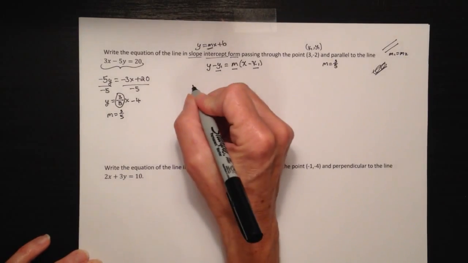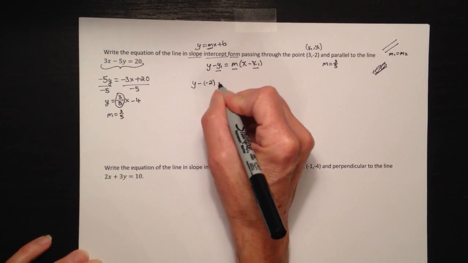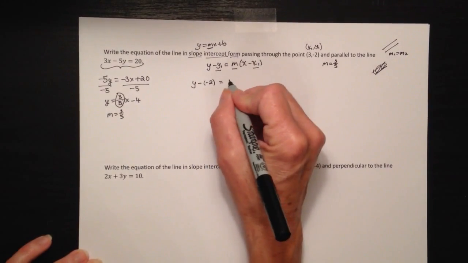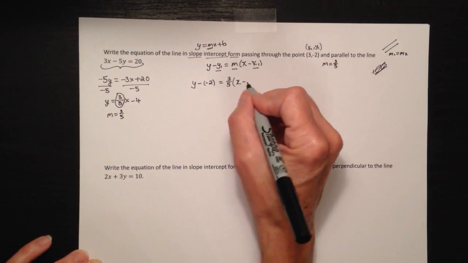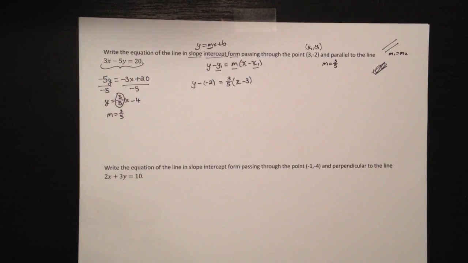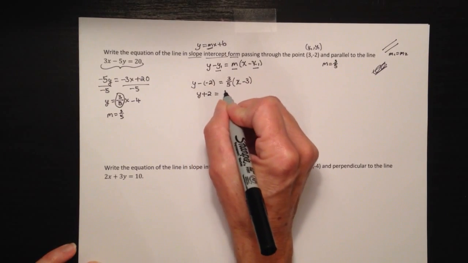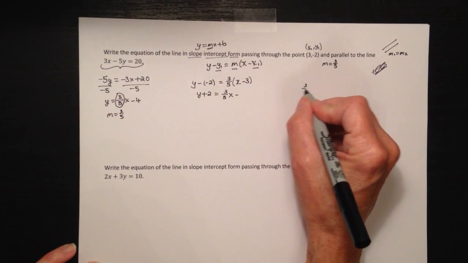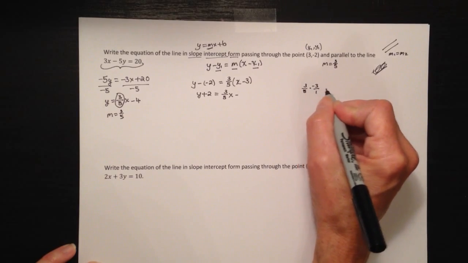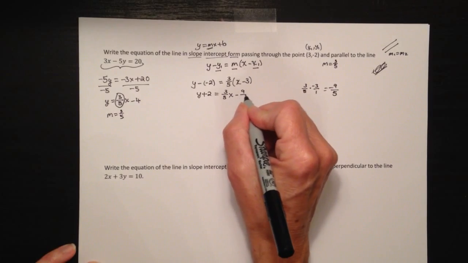I'm going to say y minus, and then y1 is equal to negative 2. This equals m. My slope here is 3/5, parentheses, x minus x1, which is 3. So this is the equation of my line, and to get it in slope-intercept form, I just have to solve for y. y minus negative 2 is y plus 2 equals 3/5 x minus 3/5 times 3. 3/5 times 3 is 9/5. So this is minus 9/5.